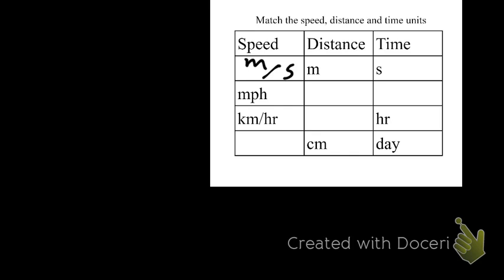If we know our speed is miles per hour, we know our distance is in miles, and our time is going to be hours. Here we've got kilometers per hour, so the distance is kilometers, and the time is hours. And then here you've got centimeters and days, so our speed is going to be centimeters per day. So you just take that distance and you put it over the time in order to find out that answer.